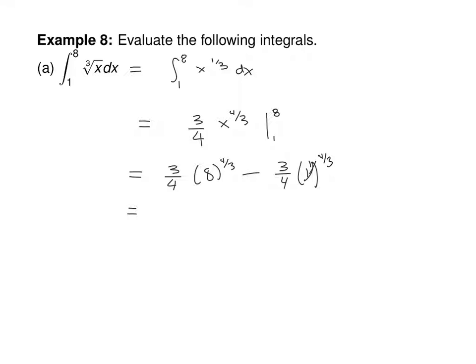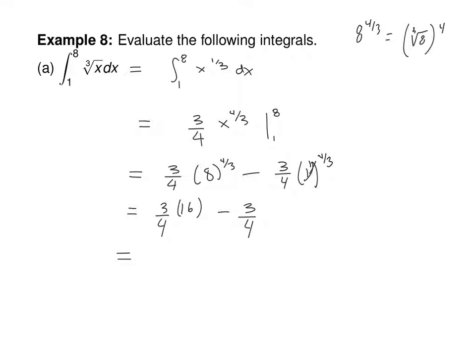Okay, so how do you work out 8 to the 4/3? What does the third do? Cube root of 8, and then the 4th power, right? You could also do the 4th power and then cube root, but that would be a bad decision. So that is 16. So I've got 3/4 times 16. Do you see what I'm saying? Because 1 to the 4/3 is just 1, right?